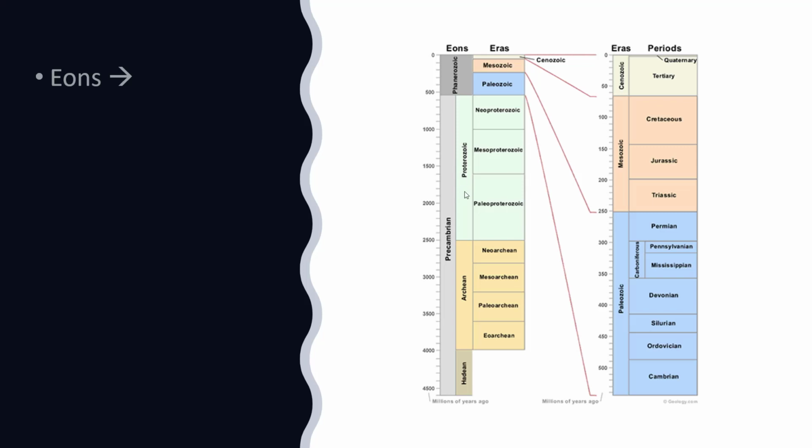And that's because of the presence of blue-green algae that began to oxidize the atmosphere by absorbing a lot of that methane and carbon dioxide from the atmosphere and turning it into free oxygen. This resulted in huge climatic and atmospheric changes.